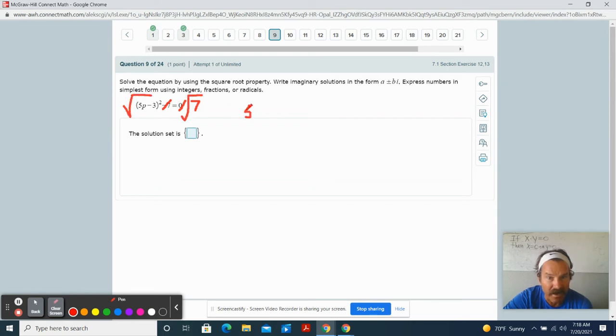So we have 5p minus 3 equals, what do you have to remember to do? That's right. You have to remember to put the plus or minus sign in. And now we don't know what the square root of 7 is. So I'm just going to leave it as the square root of 7.